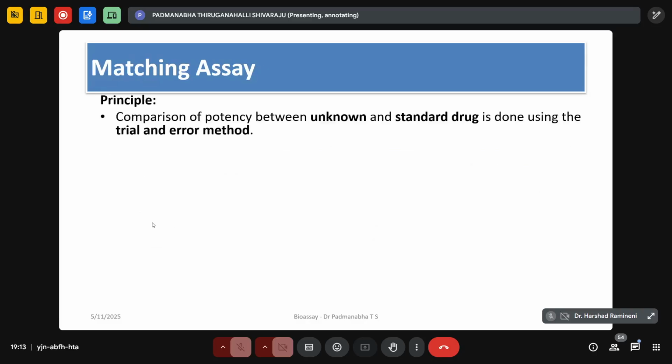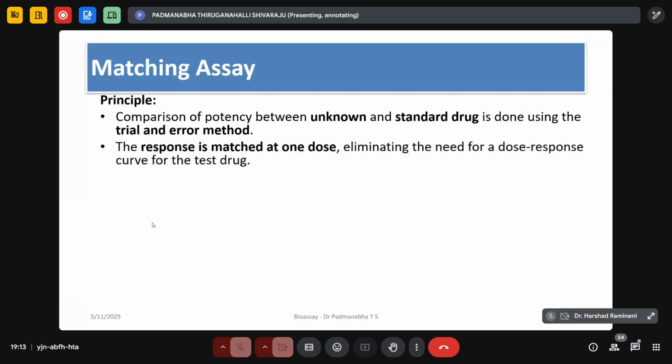Coming to the matching assay, again the principle is the same. We are comparing the potency between the unknown and the standard. Matching means you are using a trial and error method. You are checking at what dose this will produce a response similar to that of the standard drug response. So the response is matched at one dose. Once you eliminate that dose, you need to go for another dose. So you need to go for a dose response curve to test the potency or drug concentration of the test drug. It requires a very small sample volume to test the concentration or potency of the test drug.